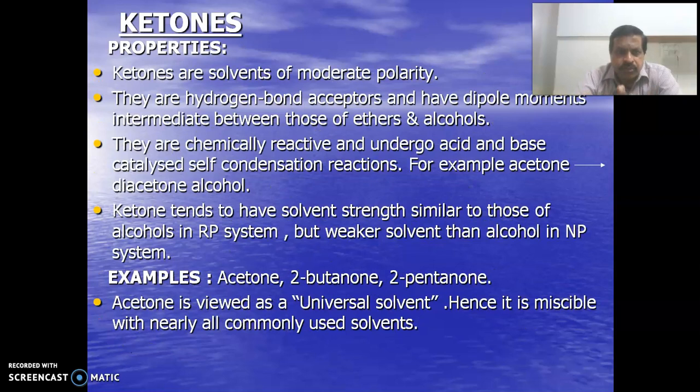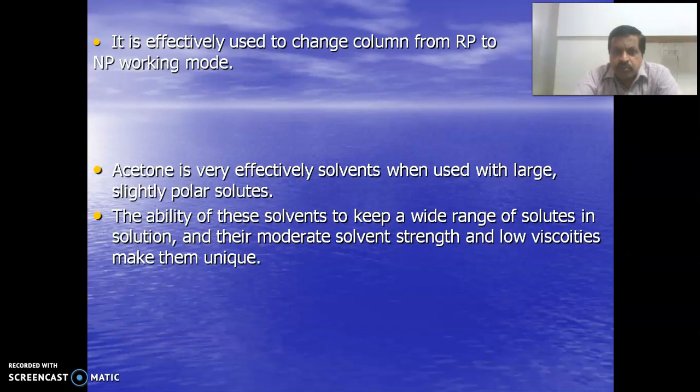Then you can use the ketone based compounds, for example acetone, butanone, 2-pentanone. As you all are aware, acetone is viewed as a universal solvent, and it is miscible with nearly all commonly used solvents. It is effectively used to change a column from reverse phase to the normal working mode. That is one of the very advantages of using acetone, and it is very effective when used with other polar solvents, having the ability to keep a wide range of solvents in solution, and its mode of strength and low viscosity make it unique.